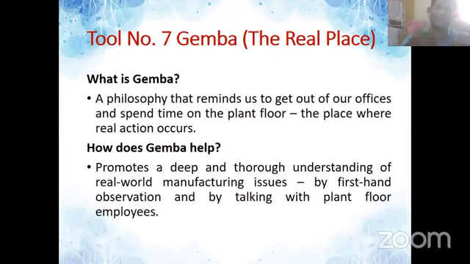Okay. So how does this Gemba help? It promotes a deep and thorough understanding of real-world manufacturing issues by first-hand observation and by talking with the plant floor employees. The employees who are working on the shop floor are the best judge. They know the machines very well. They know the process very well, and they can tell you better what is actually hindering or hampering the production. Okay, so top management has to come down to discuss with the employees at the shop floor.